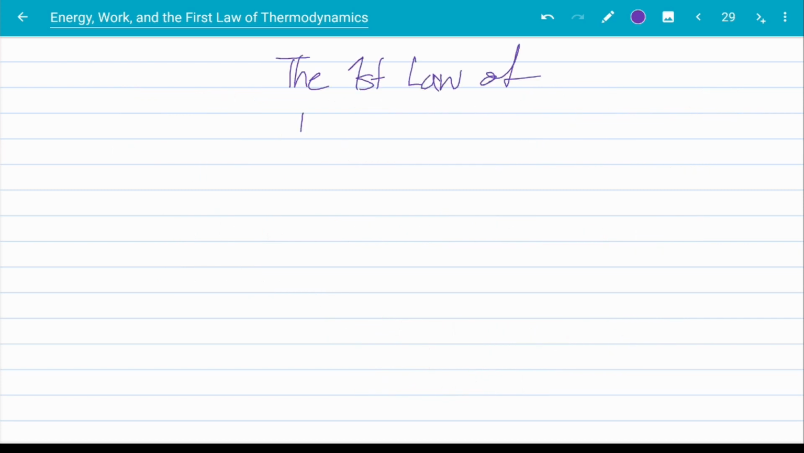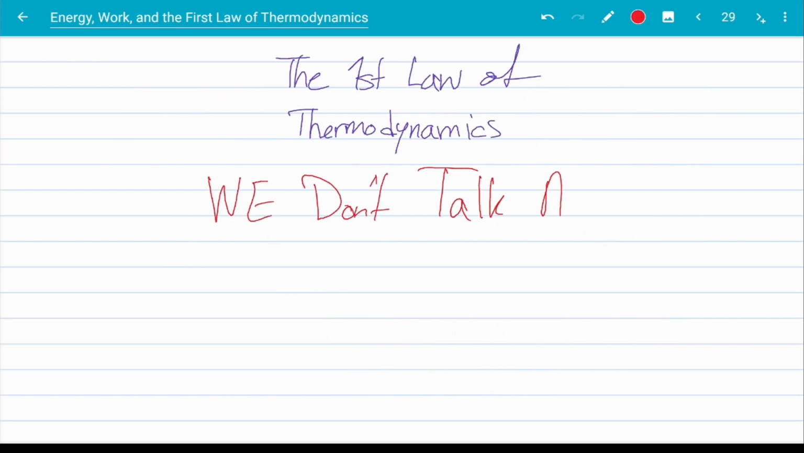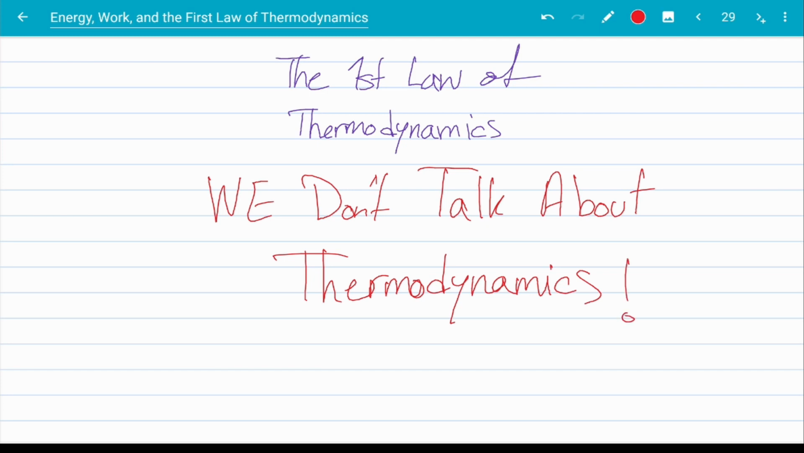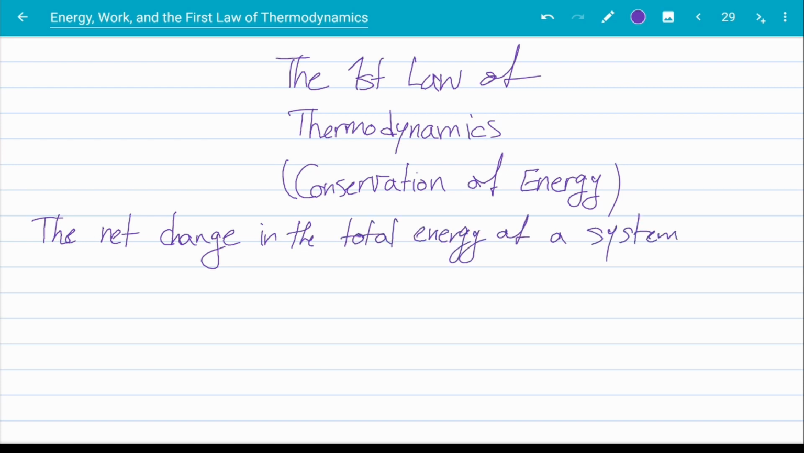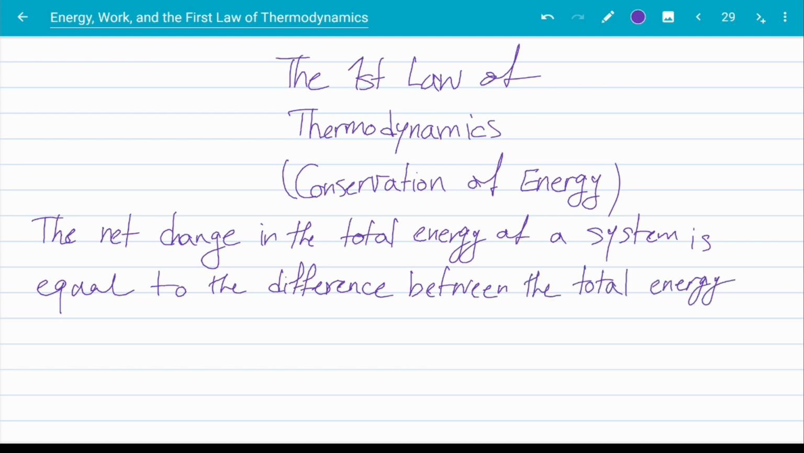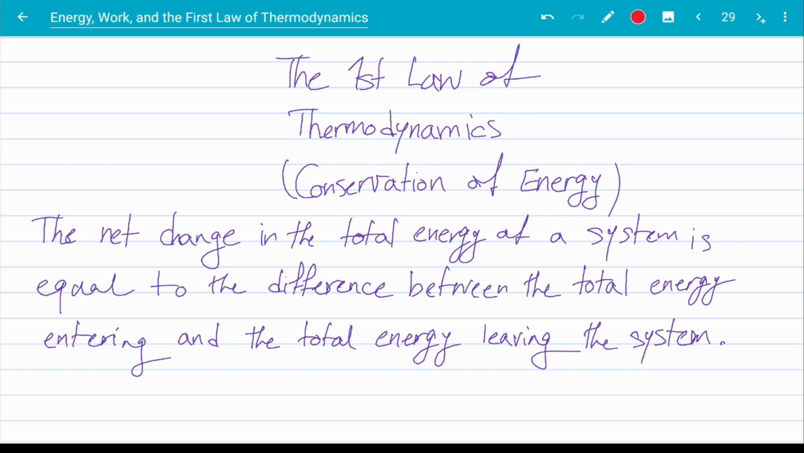All right, here we are finally. The first law of thermodynamics, also known as conservation of energy, also known as energy balance. The first law of thermodynamics states that the net change in the total energy of a system is equal to the difference between the total energy entering and the total energy leaving the said system. This means that the change of total energy of a system is accounted for, and no energy is created or destroyed. It only enters or exits the system, or changes and converts to another form inside the system.